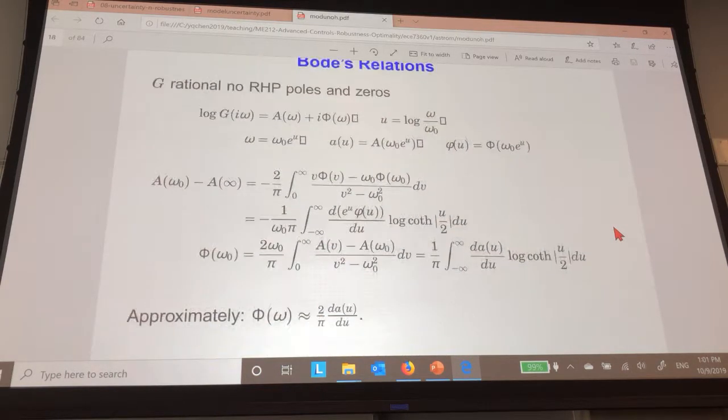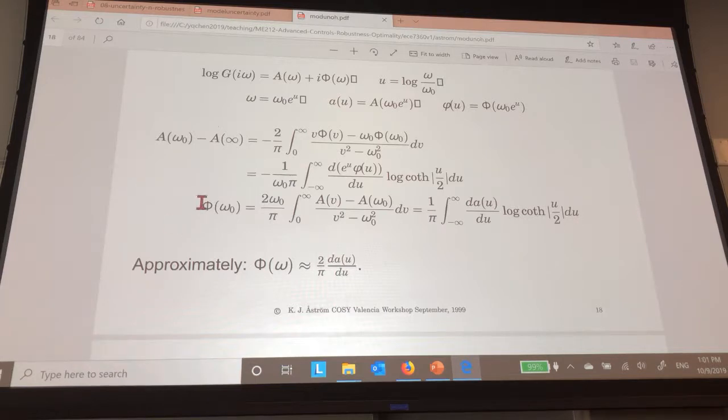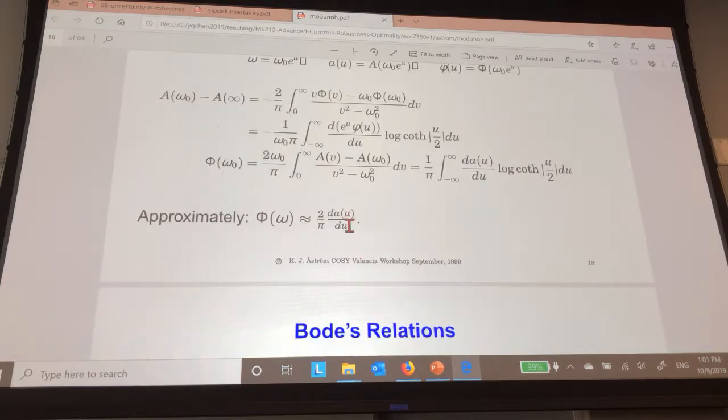Bode's relationship: what he did is to directly take the log of the transfer function G, so you have a real part and an imaginary part. The real part is magnitude, the imaginary part is phase. And he used a normalized frequency u as a variable. In the end, the phase is linked to the gain through this equation. So the phase is approximately like the gain slope on the Bode plot.